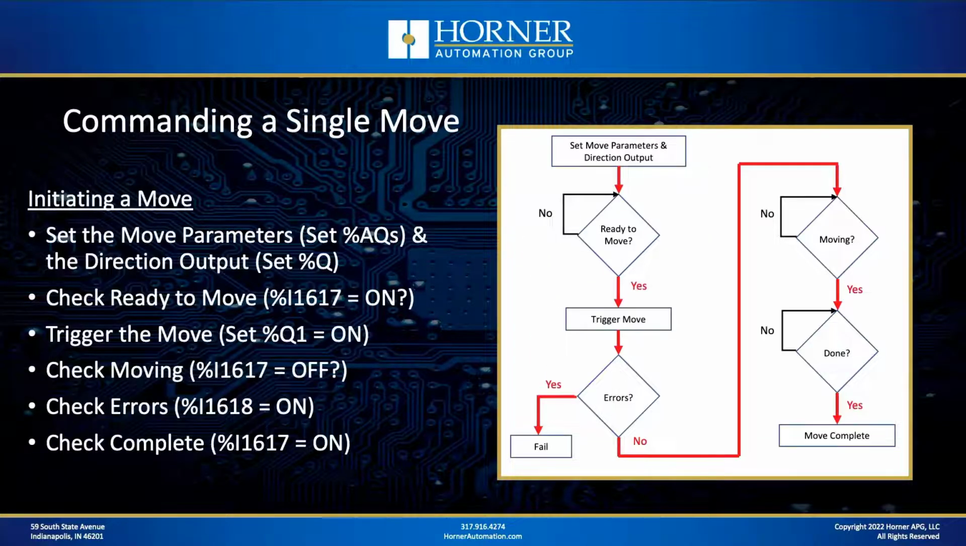So let's take a look at this in spreadsheet form before we dive into the demo program that's available. So let's go through this process. We start by, as I just mentioned verbally, we set the move parameters, which are the AQs, for our distances and our velocities. And then we set the direction output. Now, I haven't talked about direction yet. I pretty much just talked about initiating the move through Q1.